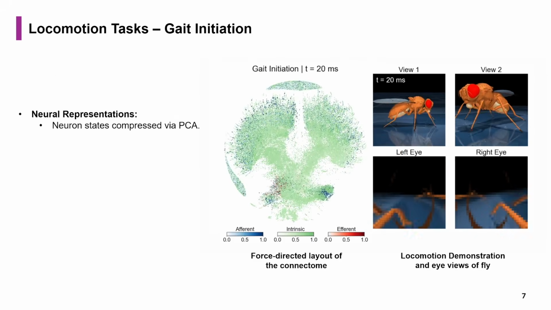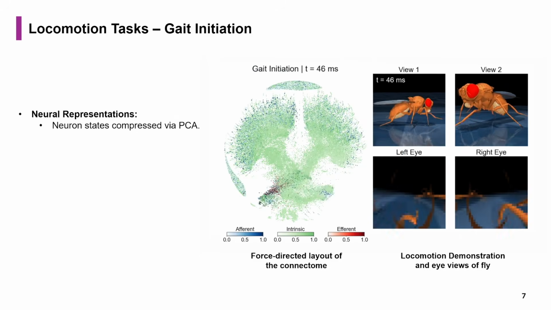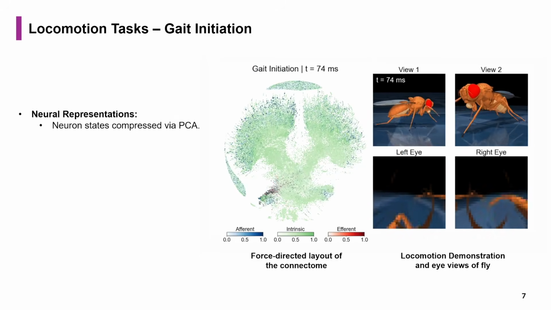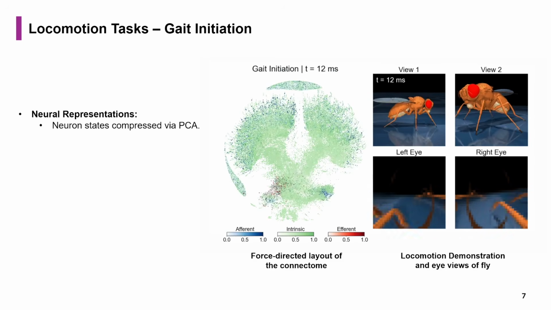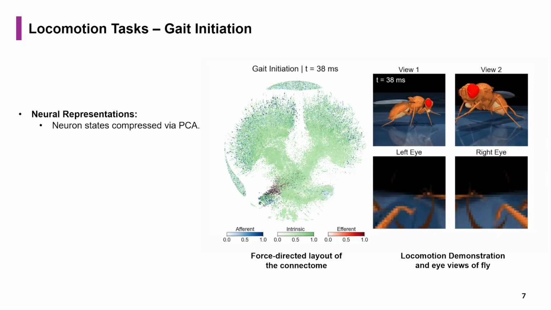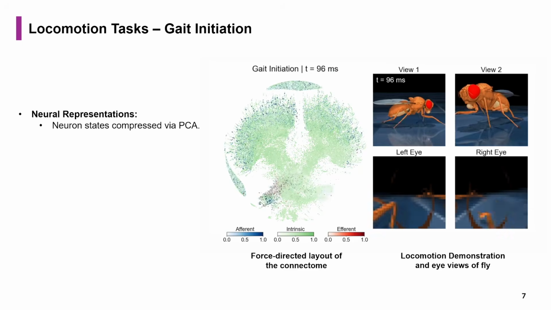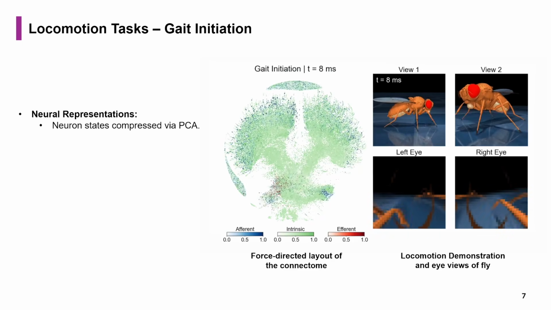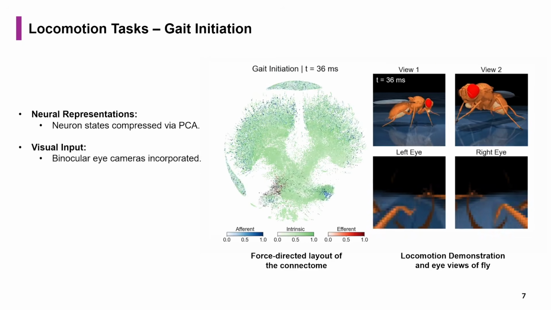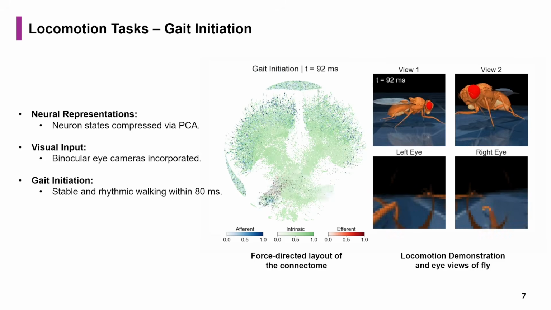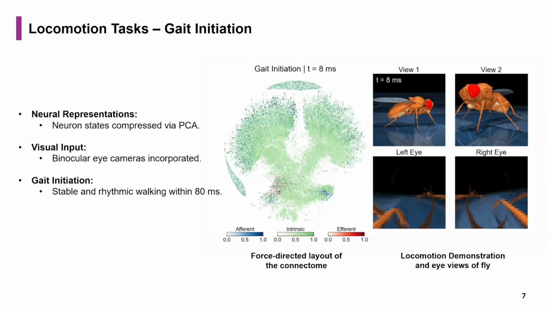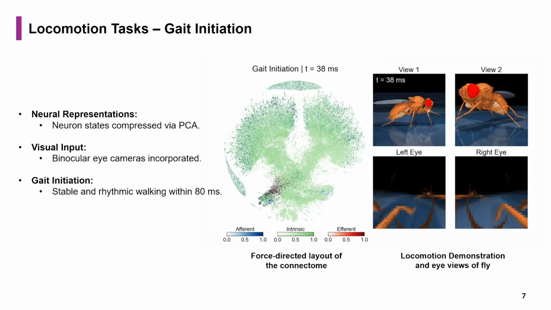Now let's take a look at the actual locomotion demos. Here's the first result: gait initiation. On the left, you can see a force-directed visualization of the connectome, where each neuron's state is compressed via principal component analysis into a scalar intensity signal, colored by neuron type, green for intrinsic, blue for afferent, and red for efferent. On the right, we show the locomotion simulation from 2 camera angles, along with the live binocular visual input from the fly's left and right eye cameras. Starting from rest, the fly achieves stable and rhythmic walking within approximately 80 milliseconds.